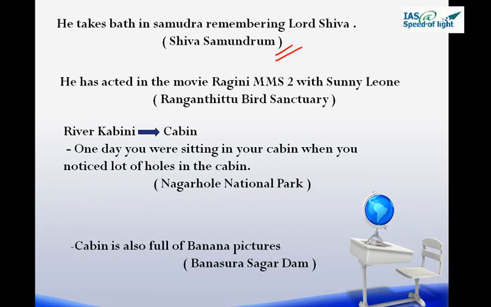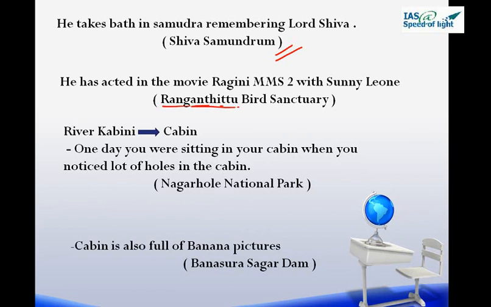I think all of you have seen that movie of Sunny Leone. It was in the news for quite a long time, Ragini MMS 2. So just see actor Dhanush working with Sunny Leone, romancing with her in that movie Ragini MMS 2. So Ragini MMS 2 is Ranganathittu Bird Sanctuary. Our mnemonic for Ranganathittu would be Ragini MMS 2. So if you see Ranganathittu anywhere, even in your UPSC paper, Ranganathittu means Ragini MMS 2.